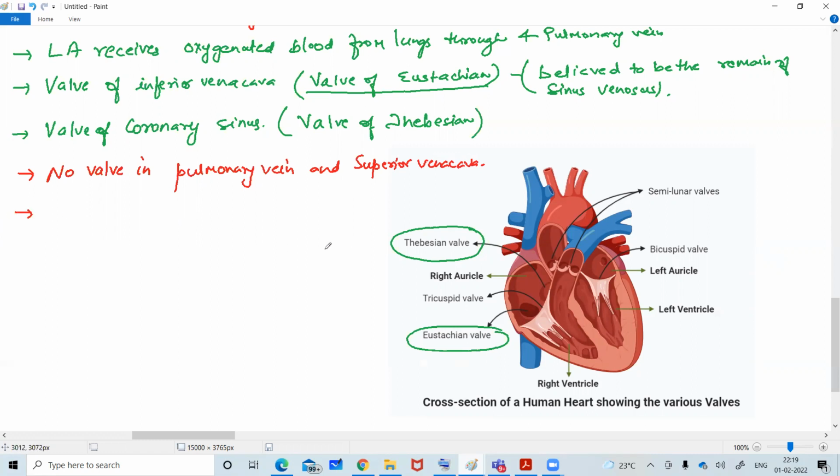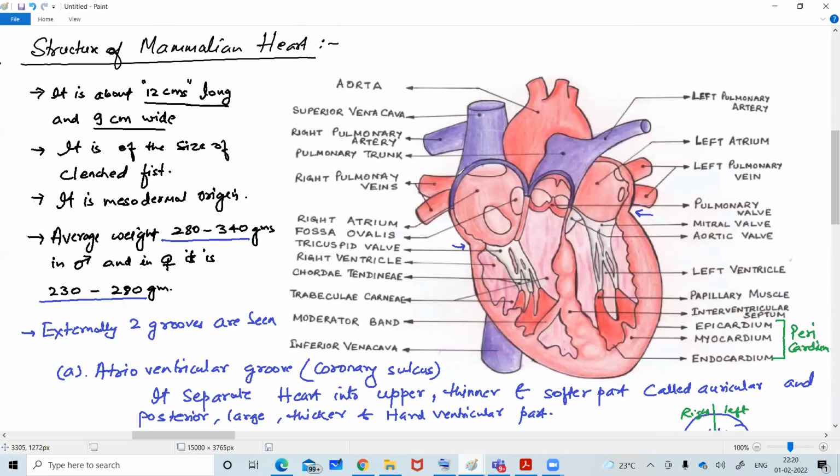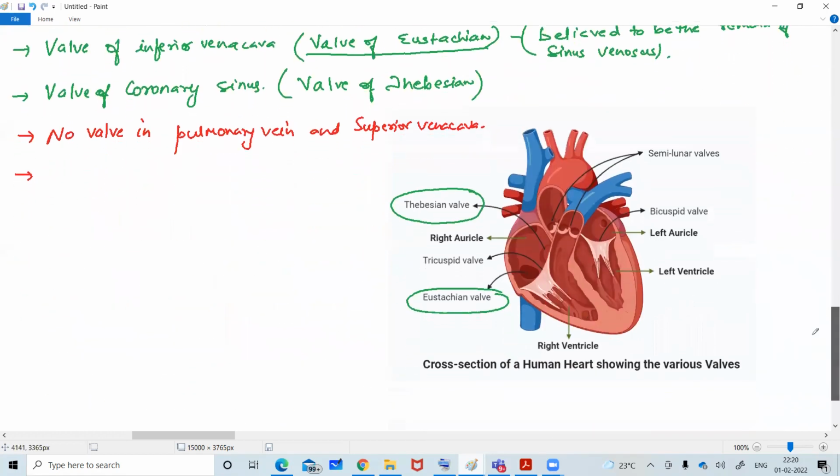Next, auricles have smooth inner walls, right? Except a low network of ridges is present, which is called musculi pectinati. Let me show you where it is. This is showing, yeah, here it is. Mitral valve, aortic valve. Yeah, this fossa ovalis. Let me tell you first what I'm trying to show you.